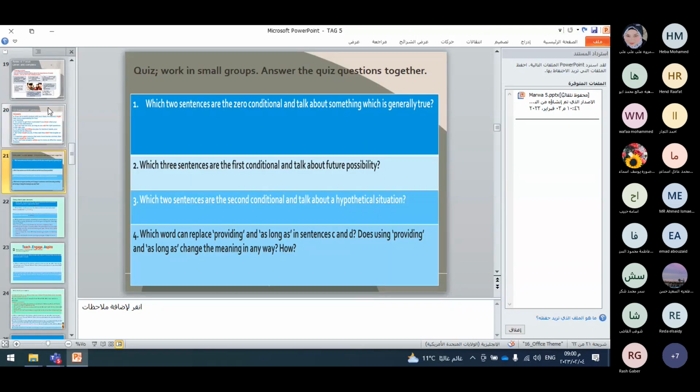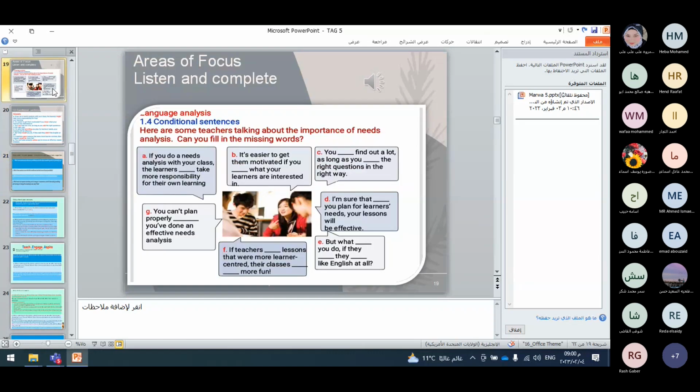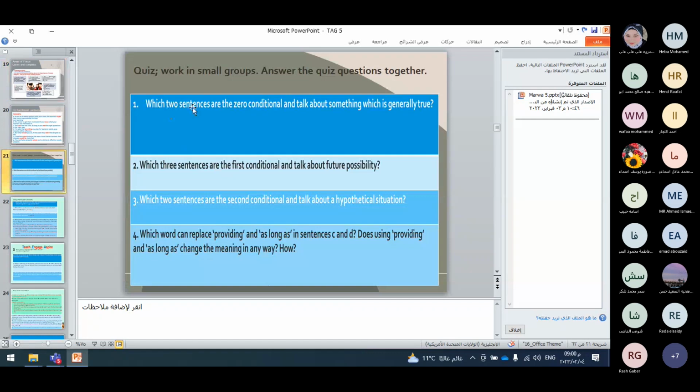Now, you have to make an analysis of these sentences. He asks us about these sentences. So how many sentences do we have? 1, 2, 3, 4, 5, 6, 7 sentences. They are all conditionals, by the way, if you have noticed. So he asks here, which two sentences are the zero conditional and talk about something which is generally true. So let's look at them.